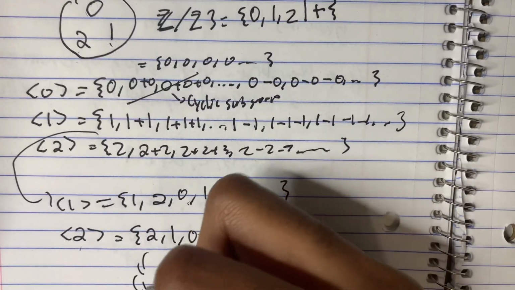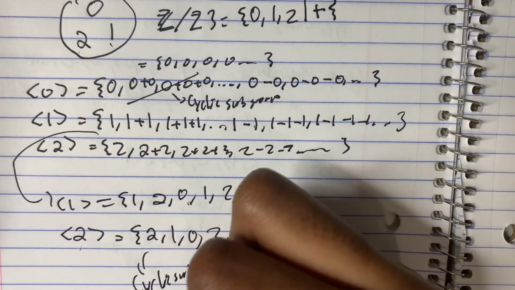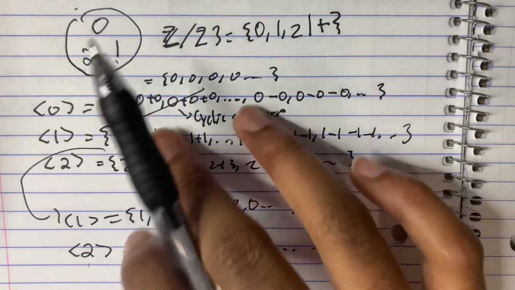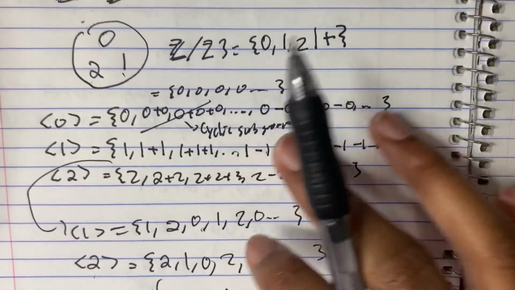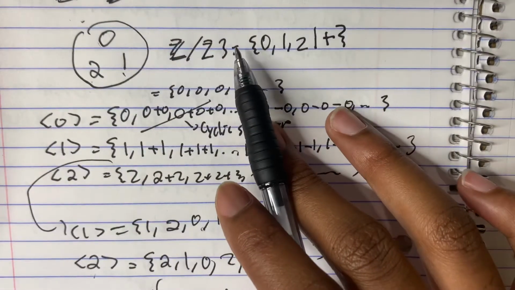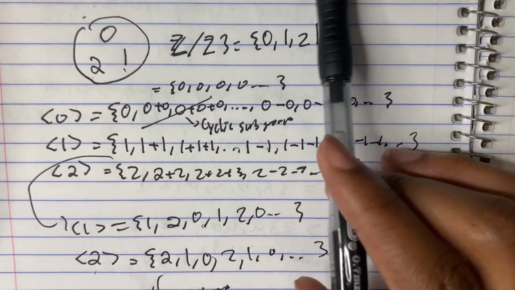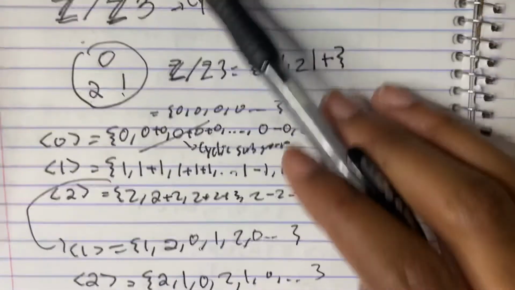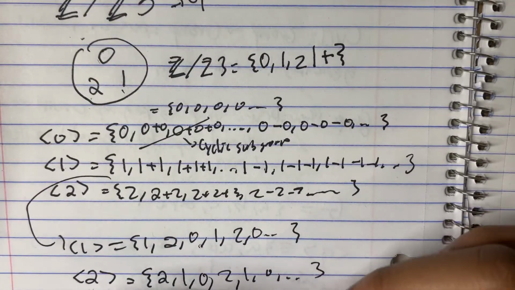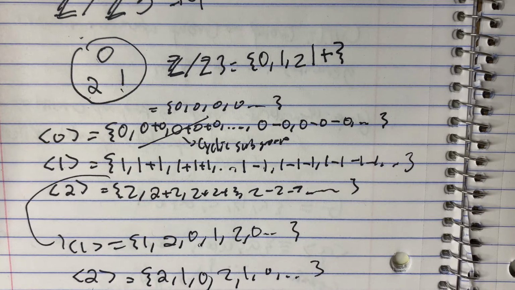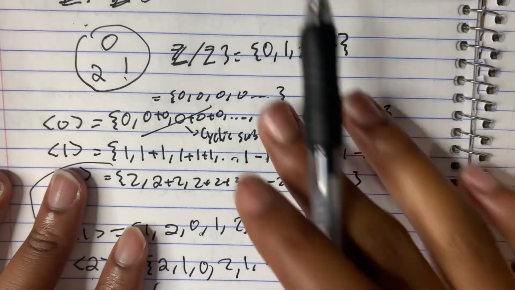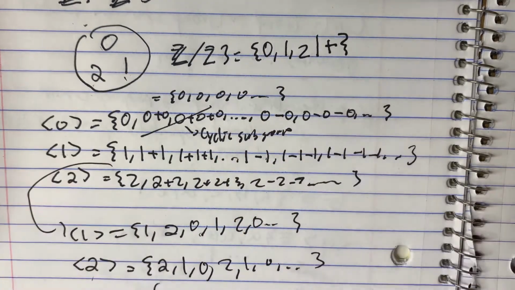This is a cyclic subgroup. All of these are cyclic subgroups by definition, but the entire group, the integers mod 3, is a cyclic group, since one of its cyclic subgroups is equal to the entire group. So that's why the integers mod 3 is a cyclic group.